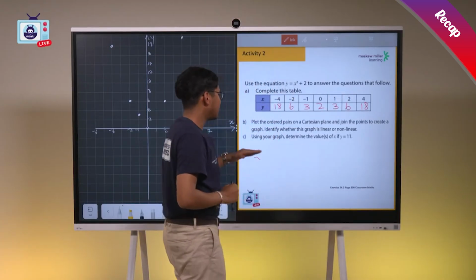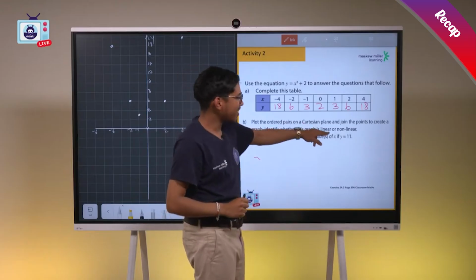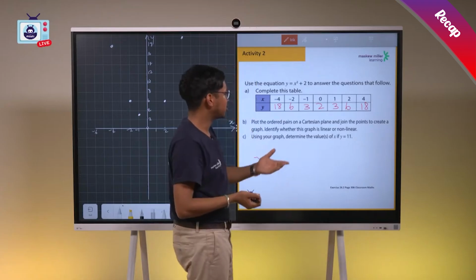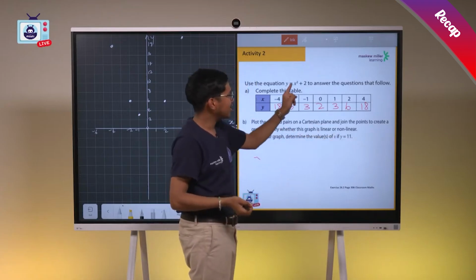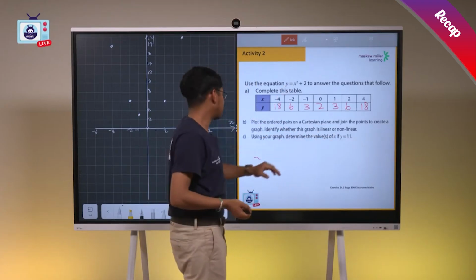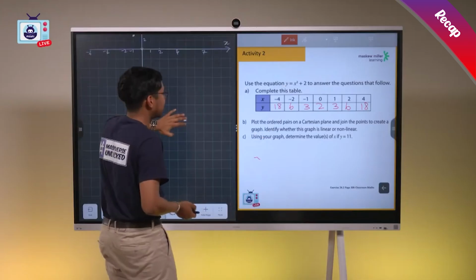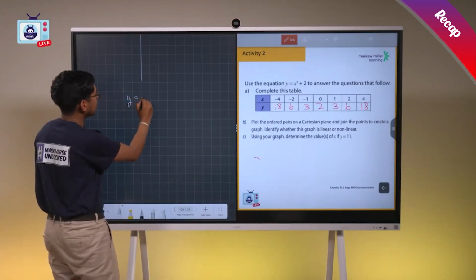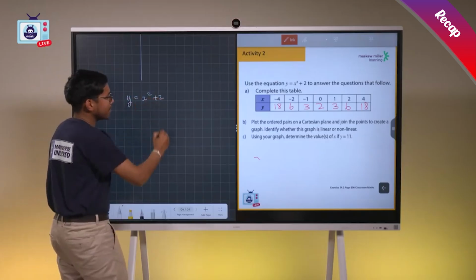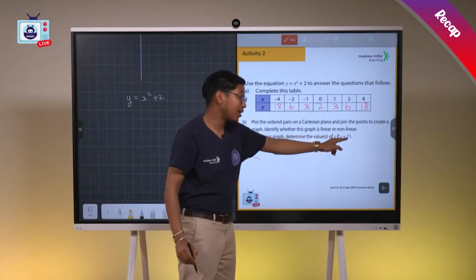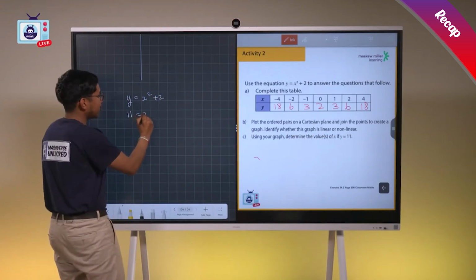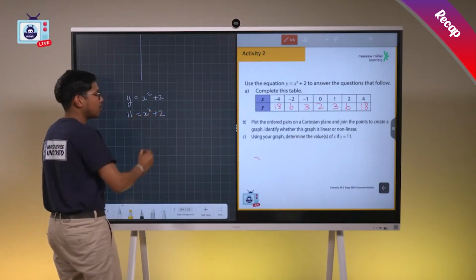Right, to wrap up, if it's saying here, determine the value of x if y is 11. What do we need to do there? Yes, we just need to substitute the number 11 in place of y over here and then solve for x. And I think we can end off with that. So our equation is given to be y is equal to x squared plus 2. It is telling me here that my y value is 11. So in place of y, I put what? 11. And what do I have to do now? Now I need to solve for x.